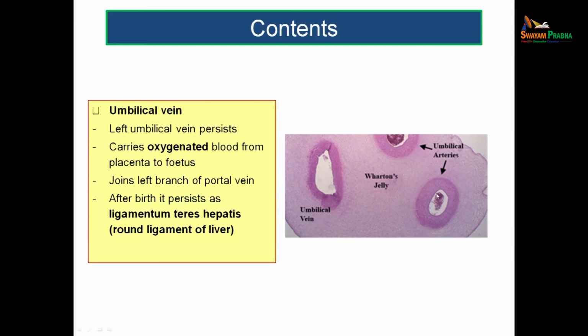Now, coming to the next content. These are the two umbilical arteries, so they are two in number. Now, coming to the umbilical vein.